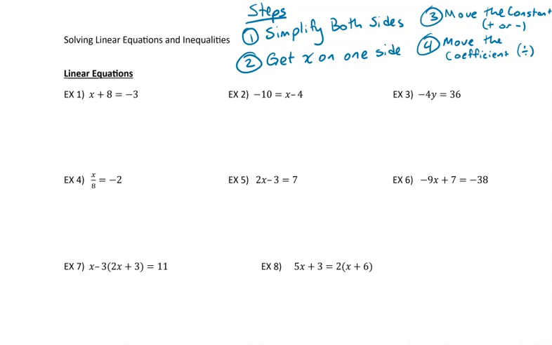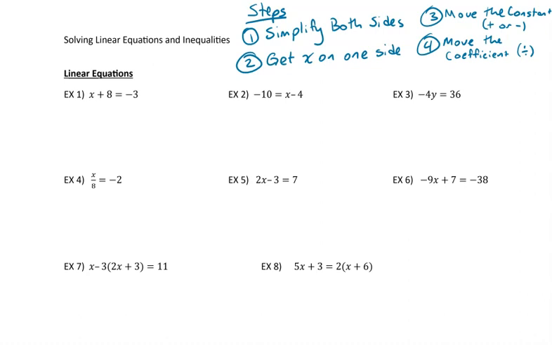So the first step is simplify both sides. Second step is to get x on one side. Third step is to move the constant. Constant is just a fancy name for the number without x. And fourth step is move the coefficient. Coefficient is just the fancy name for the number that is attached to x, or whatever variable you happen to have.